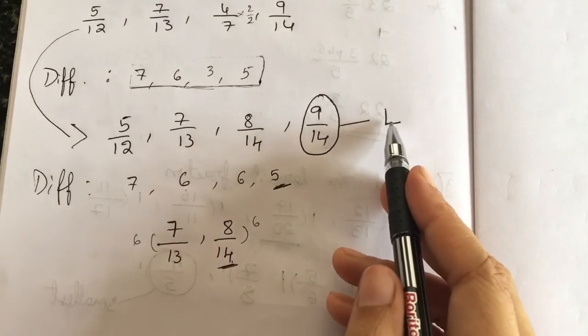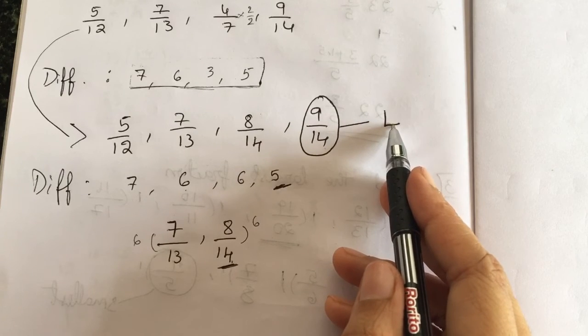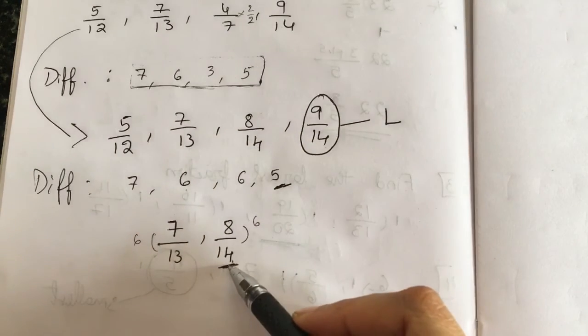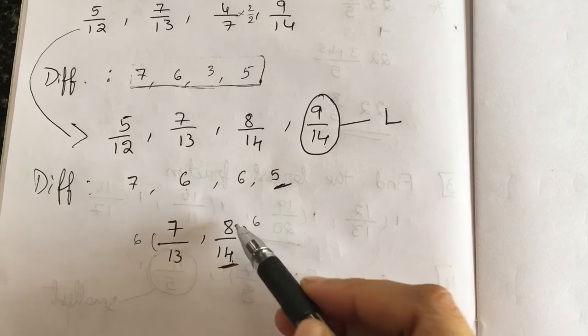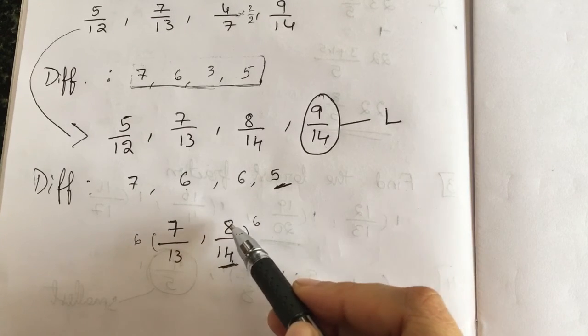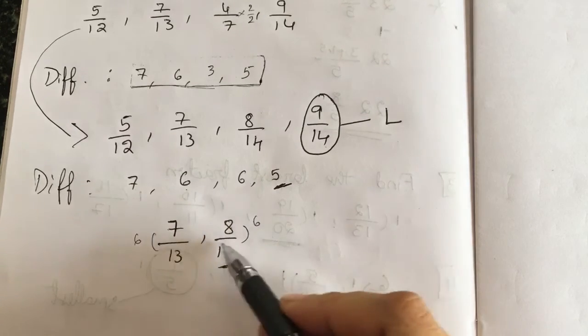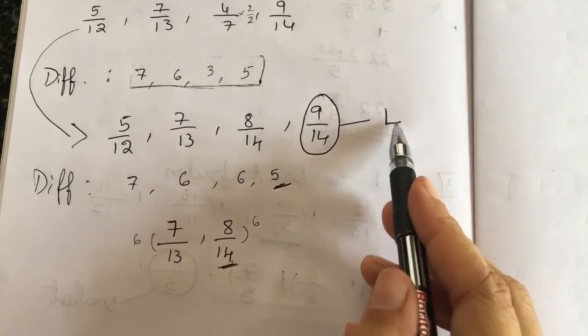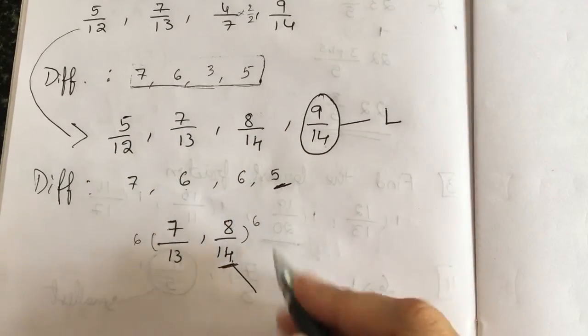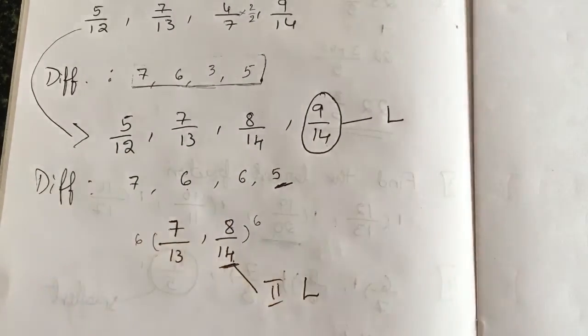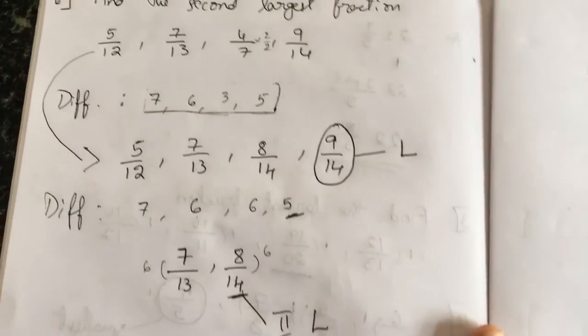So this will be the largest one, sorry, this is the largest one because this has got the largest number. So this is the largest one among these two, and this is the largest one, so this will be the second largest. I hope you got the idea.